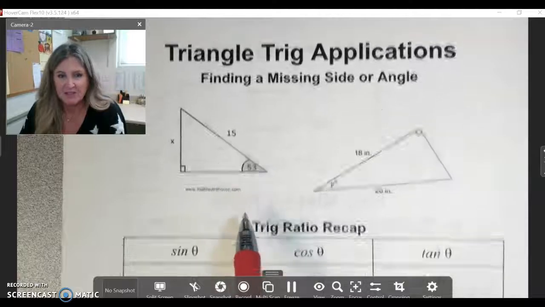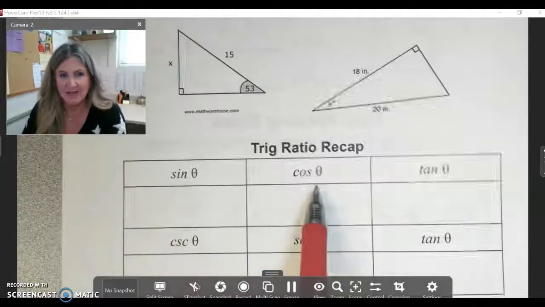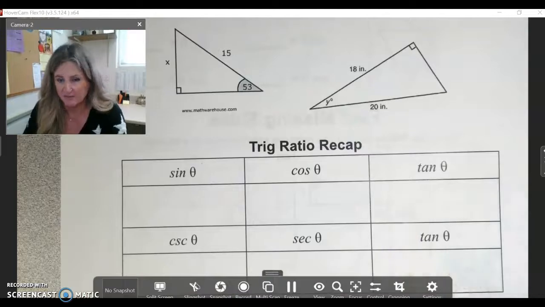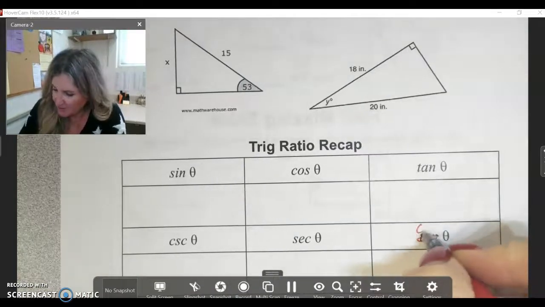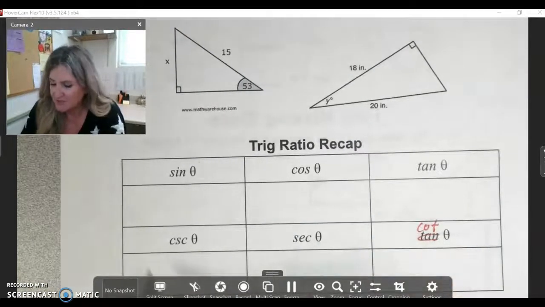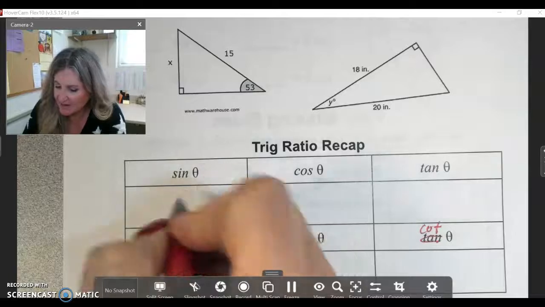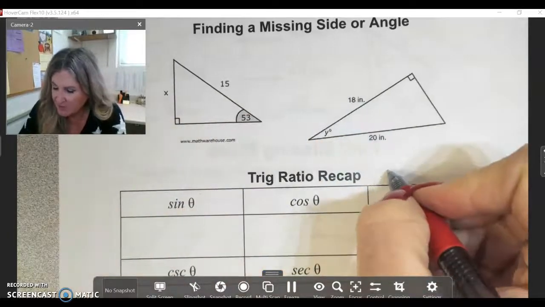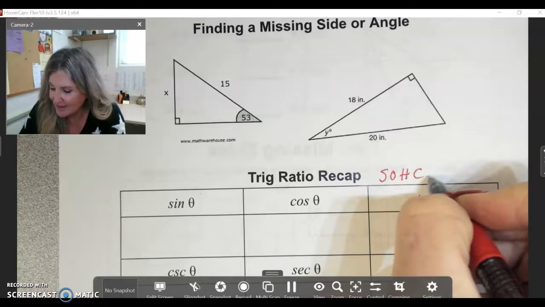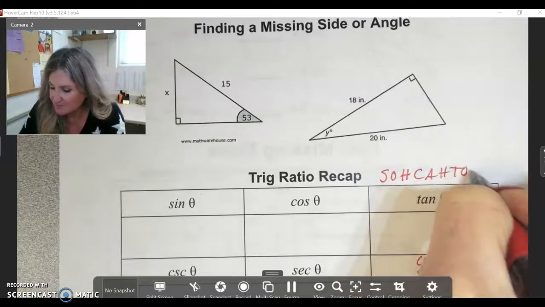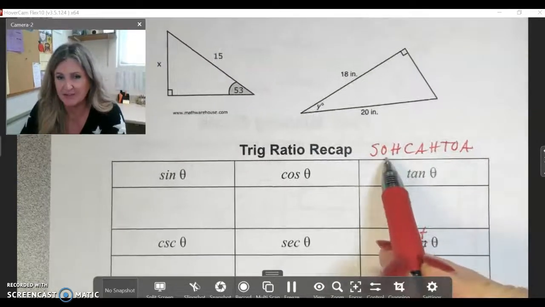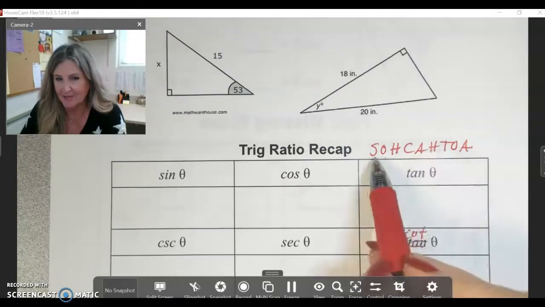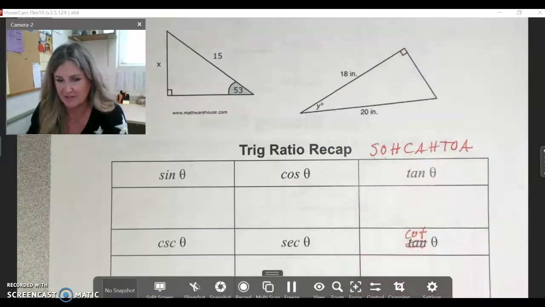So today we're going to do a recap of our sine, cosine, tangent, cosecant, secant, and cotangent ratios. Remember that sine is always going to be O over H. Here's the way we remember this: SOHCAHTOA. It's OH, then AH, and then OA, and this stands for sine, cosine, tangent.